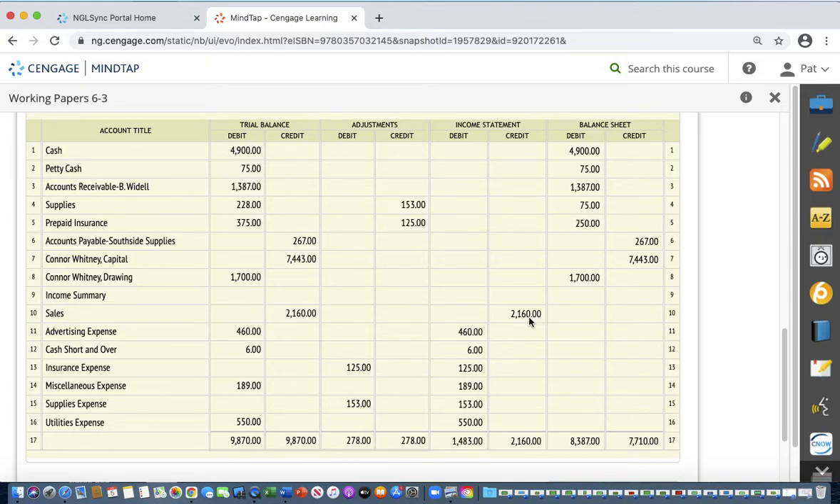So revenue in our case is sales. So we put sales and sales. And then there's no adjustments for those first two. Now insurance expense is 0. 0 plus 125 is 125, right? 189 plus 0 is 189. And then 0 plus 153 is 153.